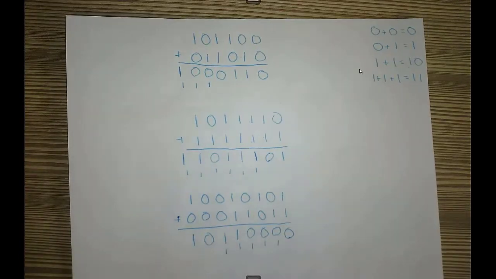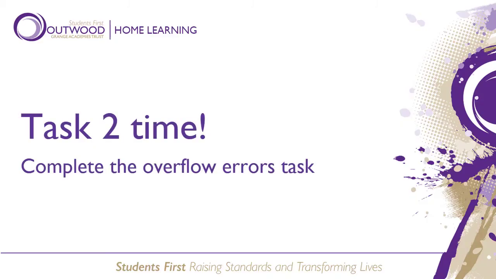Hopefully those modelled examples help. You can self-check using the Google quiz on all the other questions. For the next task, you need to calculate some binary addition that results in an overflow error. You should be able to see the difference that an overflow error makes to the accuracy of the answer.